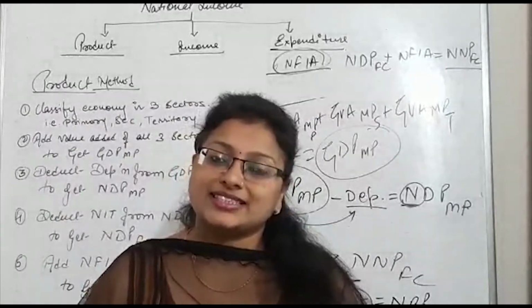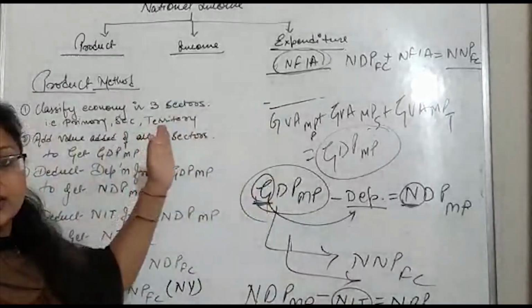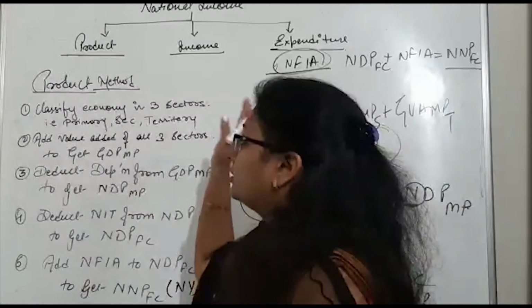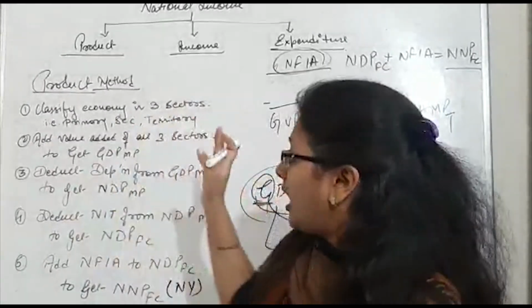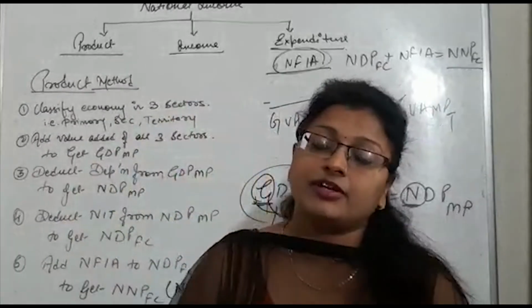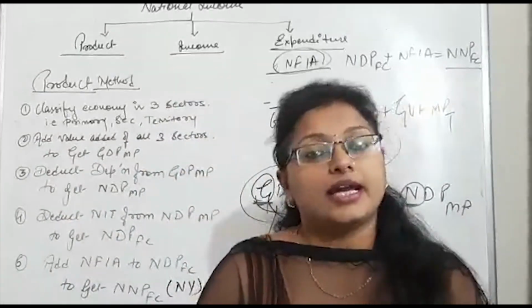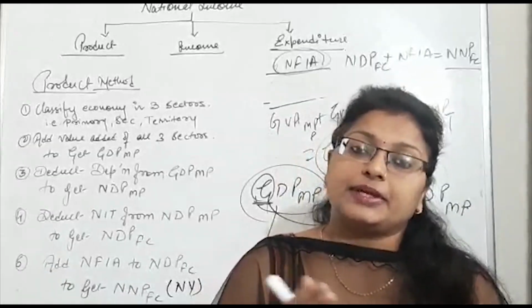So it's a very simple process. Just classify the economy into three sectors: primary, secondary, tertiary. After classifying, we add the value added of all the three sectors to get GDP at MP. After reaching GDP at MP, we deduct depreciation, we deduct NIT, and we add NFIA to get national income, that is also known as NNP at factor cost.